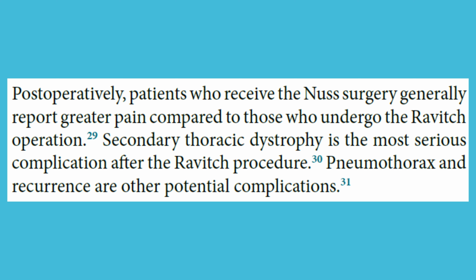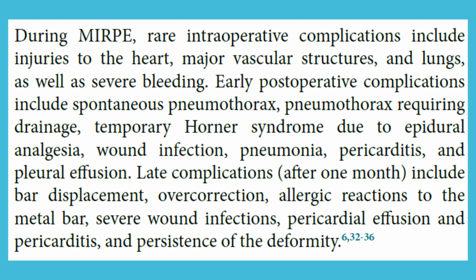Postoperatively, patients who receive the Nuss surgery generally report greater pain compared to those who undergo the Ravitch operation. Secondary thoracic dystrophy is the most serious complication after the Ravitch procedure. Pneumothorax and recurrence are other potential complications. During MERP, rare intraoperative complications include injuries to the heart, major vascular structures, and lungs, as well as severe bleeding.